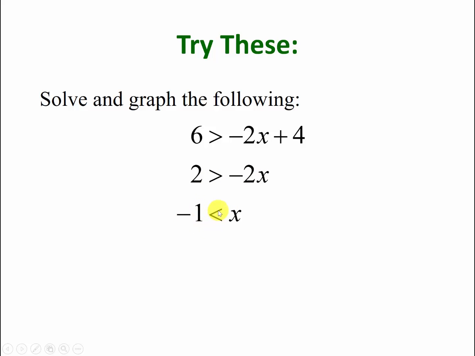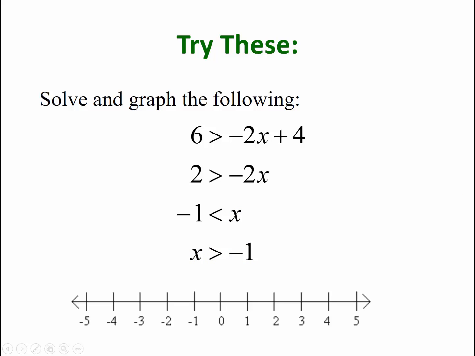So we have negative 1 is less than x, and it's good math manners if we write the x on the left hand side. So that's the same thing as saying x is greater than negative 1. These two statements are equivalent. They are the same thing. Negative 1 is less than x, and that's the same thing as saying x is greater than negative 1. On a number line, we go to negative 1. It's greater than negative 1, so it doesn't equal, so this will have an open circle, and we want all values that are larger than negative 1. So this is what our graph would look like.